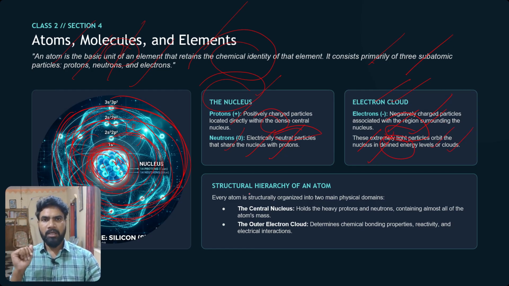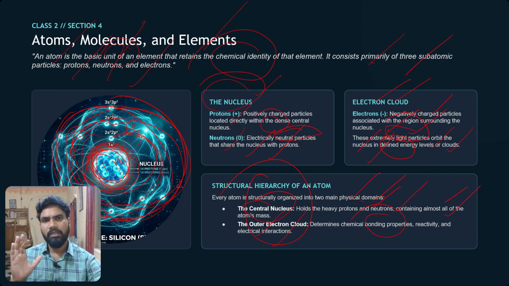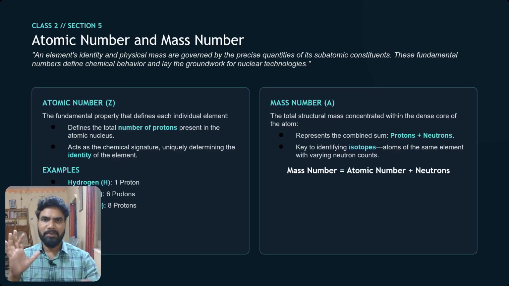Right. So if you see the structure of an atom, every atom is structurally organized into two main physical domains. What are those? The first one is the central nucleus, I have told you. This holds the heavy protons and neutrons which have mass, containing almost all the atom's mass. Then the outer electron cloud is there. This determines the chemical bonding properties, reactivity, and electrical interactions. So this is the structure of the atom. Remember it, very, very important.